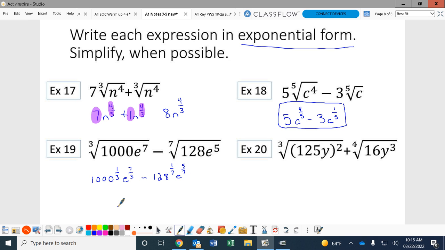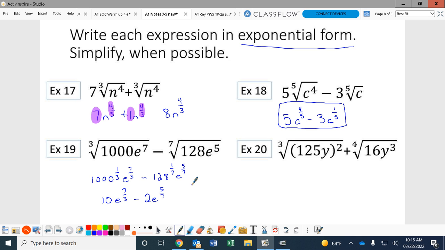Good. Okay, guys, grab your calculators. What is 1,000 to the 1/3 power? 10. E to the 7/3 minus what is 128 to the 1/7 power? 2. E to the 5/7. Can I add those two things or subtract those two things? No, they're not the same power. That's it. I'm done at that point. I can't simplify it anymore. I can't combine them. They do not have the same power on them.